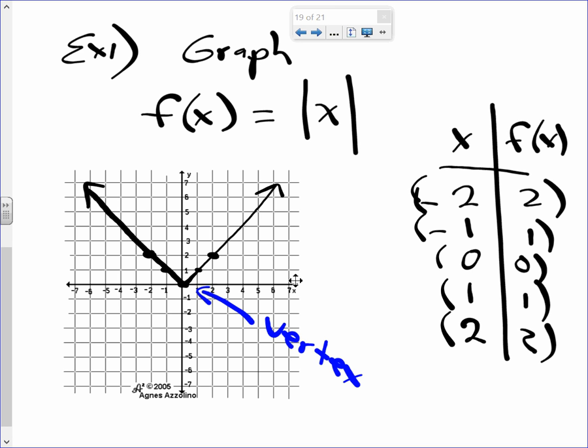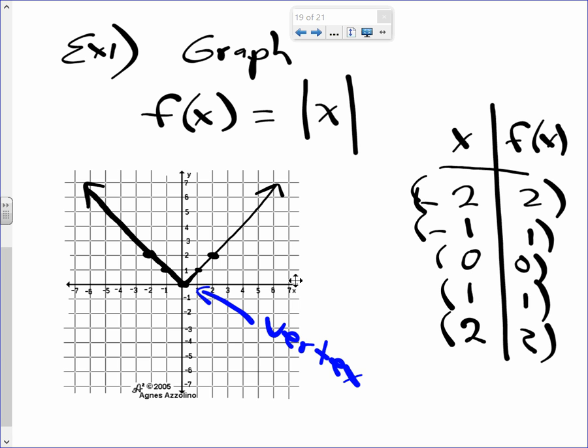So this is definitely nonlinear. Why is it not linear? Linear is just a line. The word line is in the word linear. So this is not a line, it's like a V. This is an absolute value function, not a linear function.